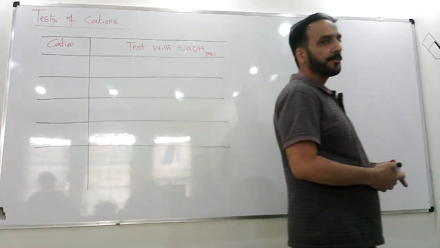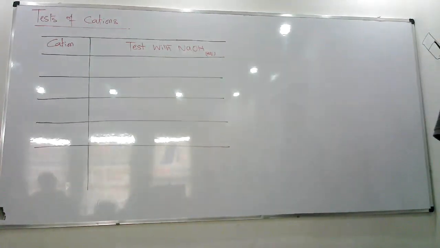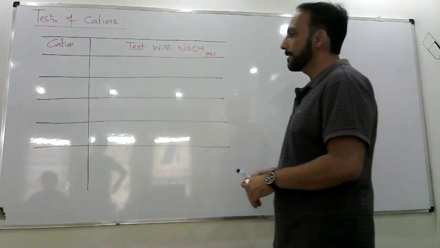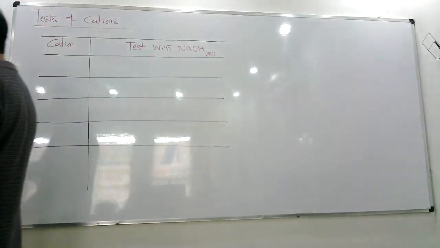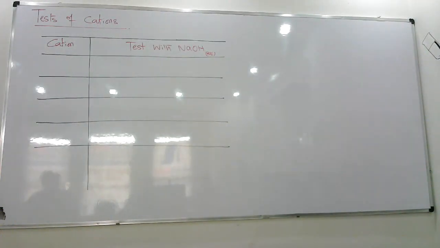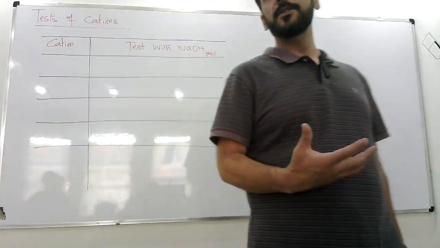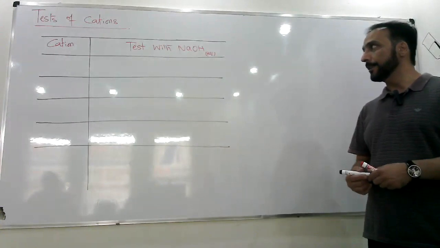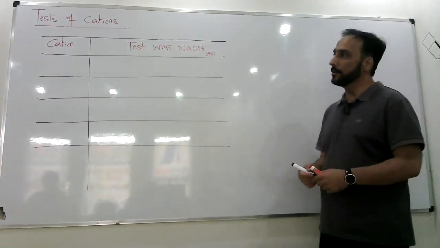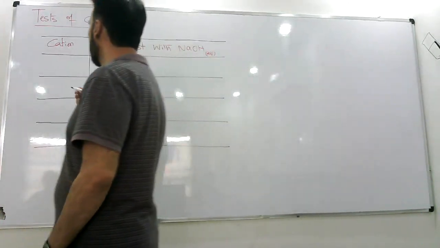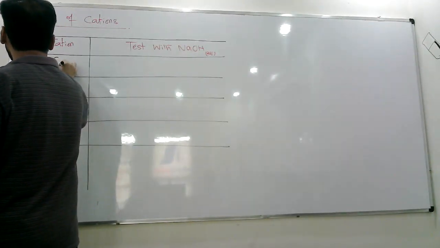All these precipitates we test with sodium hydroxide solution. As I said, initially we put few drops of NaOH and then we try and see what happens to the precipitate with excess of NaOH. So the ions which we have in the syllabus, I'll write them here, include copper ions.